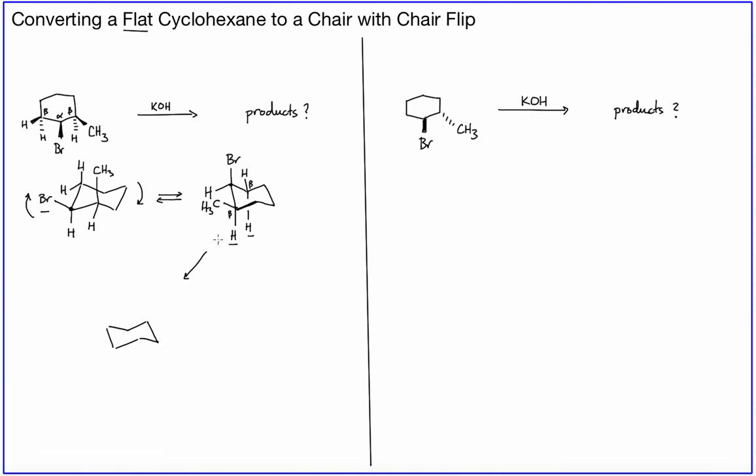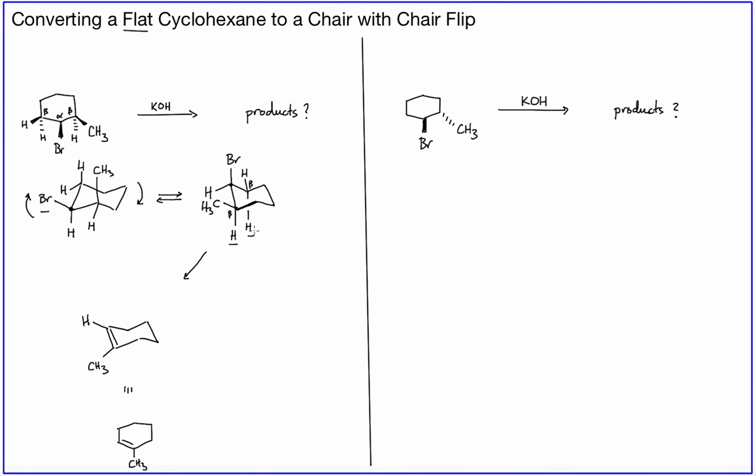Parallel bonds. We're eliminating HBr across this carbon-carbon bond, so we draw in the double bond. This carbon still has the methyl group. This carbon has the hydrogen. So if we convert that to a flat structure, we end up with the following. So this is a tri-substituted alkene.